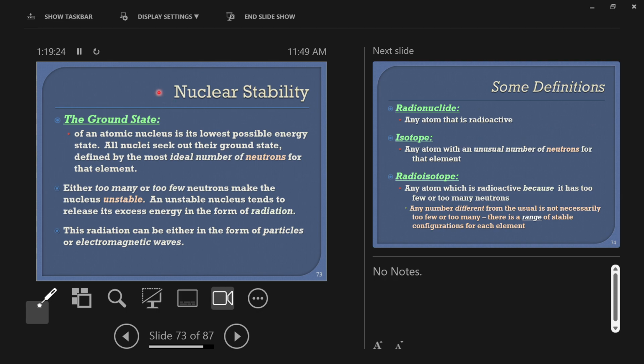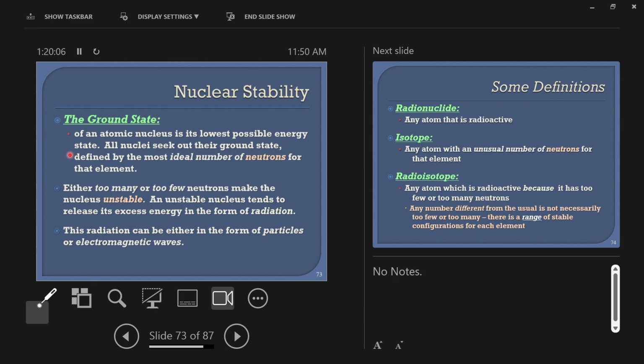So first of all, you need to understand that atoms would like to be stable, okay? But some atoms are not stable. Stability has to do with the number of protons and neutrons that an atom has. When an atom gets especially large, it can be unstable. An atom will always try to seek its ground state. This is the state at which an atom is at its lowest energy position. An atomic nucleus is at its lowest energy state when it's in its ground state. All nuclei would like to be in their ground state, the lowest energy states.